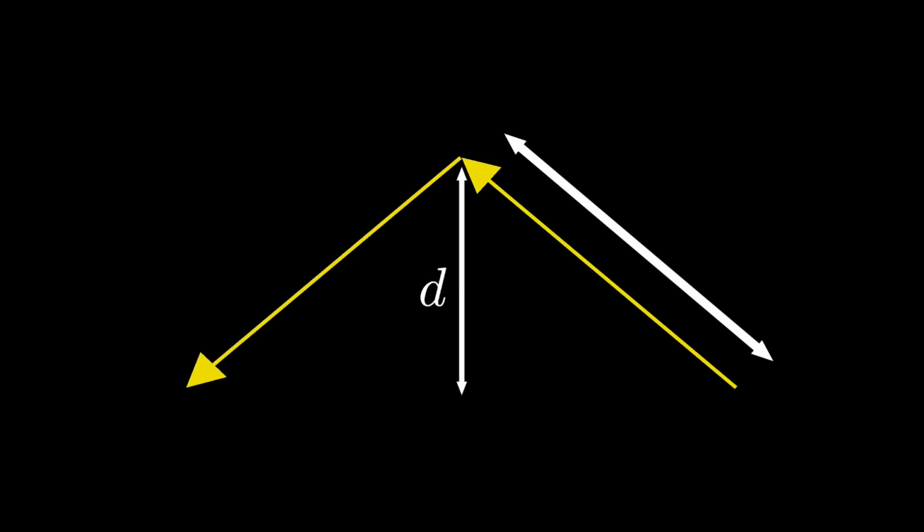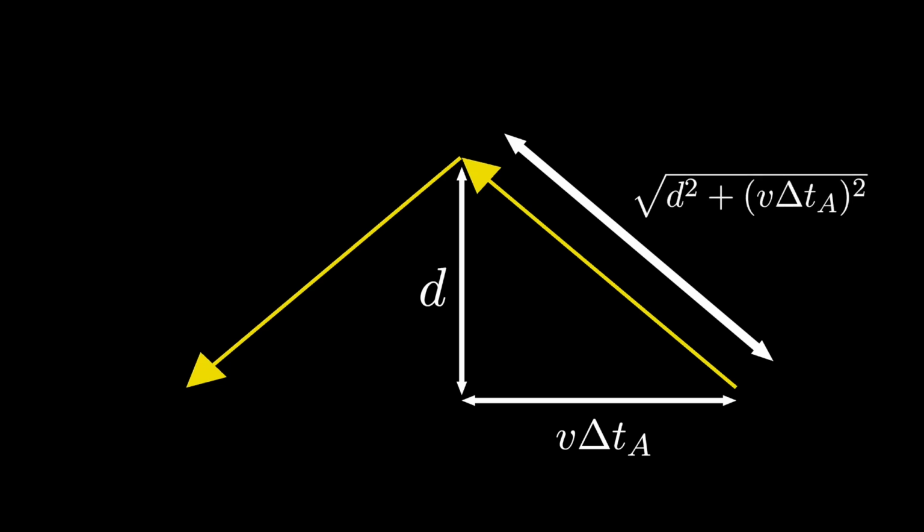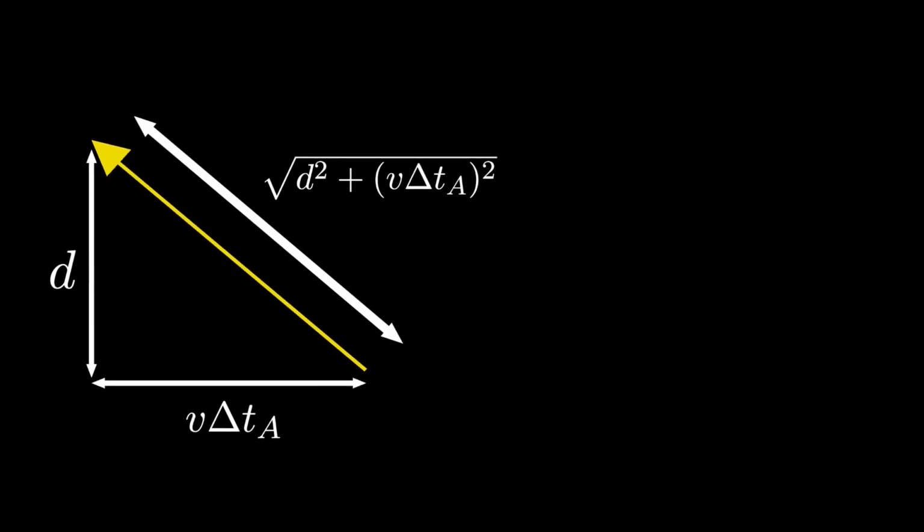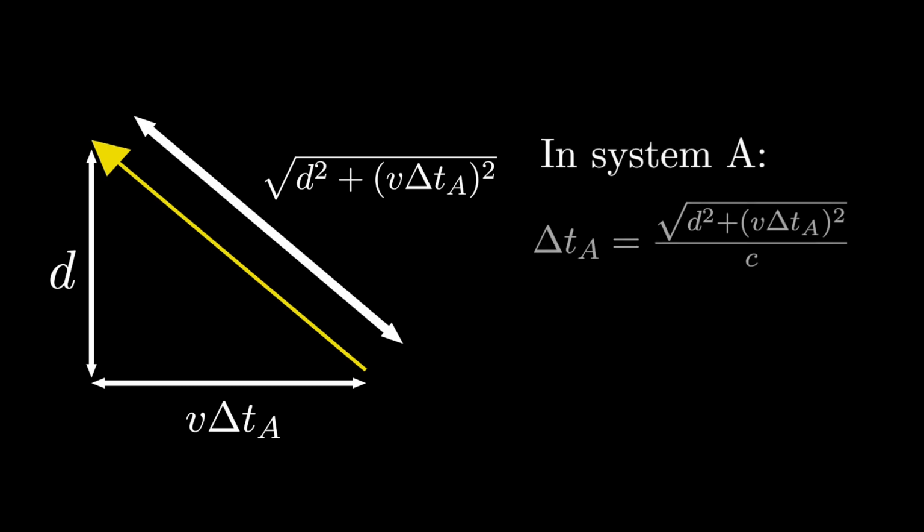In system A, however, the photon has to travel this additional distance, which is the distance the light watch B moves in between 2 ticks. The length of the distance we are interested in can then easily be calculated using the Pythagorean theorem. So, the time between 2 ticks in system A is then given by the length of that hypotenuse divided by the speed of light c. You can solve this expression yourself for the time delta t, which is again the time between 2 ticks of light watch B as seen from system A.